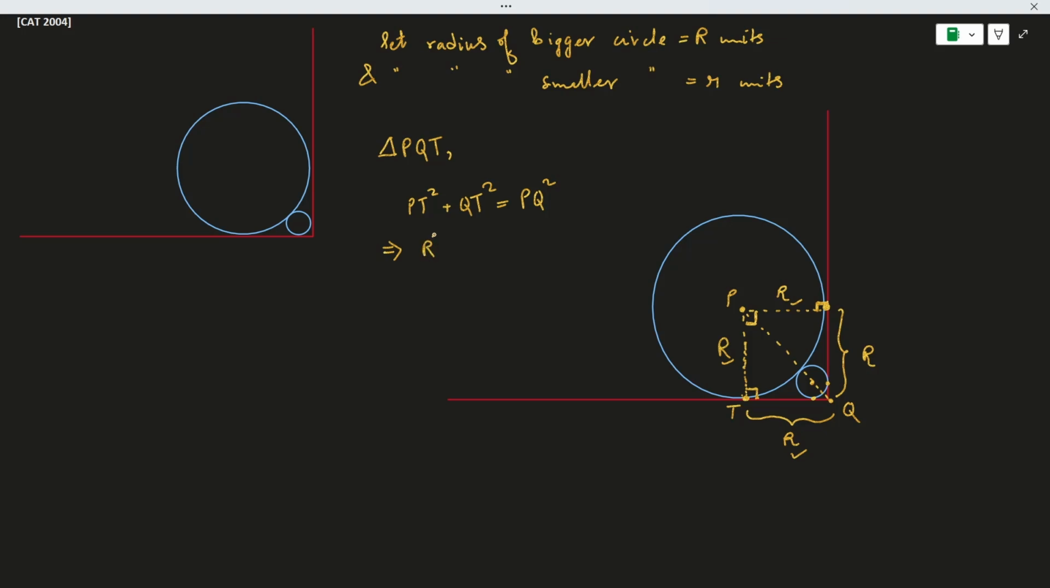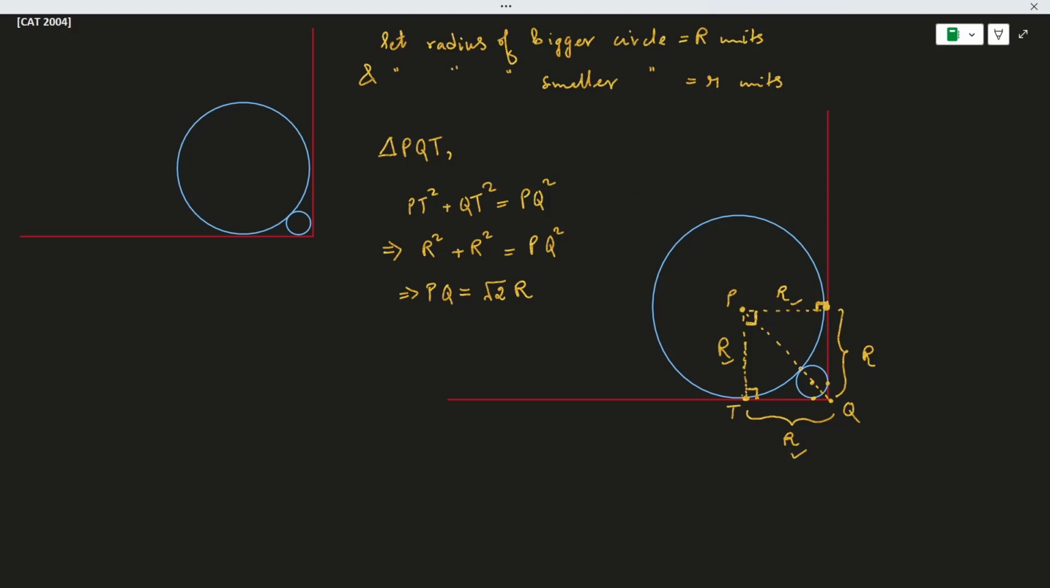PT is R square. What is QT? QT is also R square. PQ I don't know. So from here I will get PQ in terms of capital R. So I can say PQ is equal to 2R square. So root 2 R basically. PQ is root 2 R.